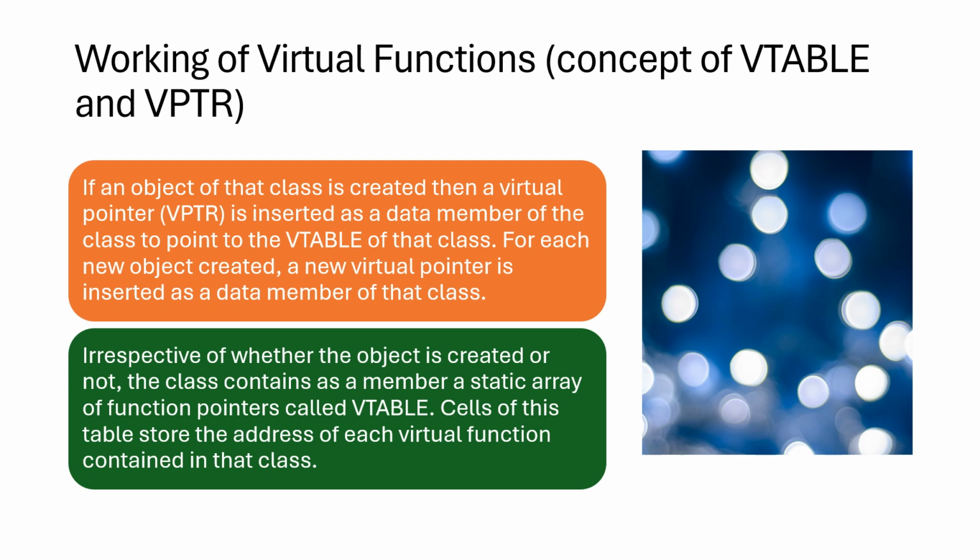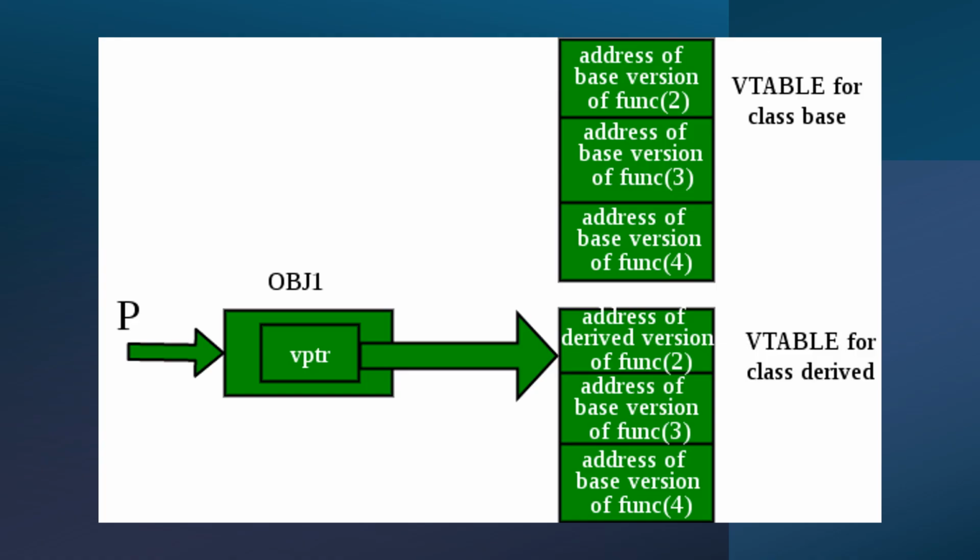Then the virtual pointer is inserted into the data members. Irrespective of whether the object is created or not, the class contains a static array of functions for the V table. The cells of this table store the addresses of the virtual functions contained in the class. So in the V table, what entries are there? In a class we have member functions and variables, but in the V table it is the addresses.